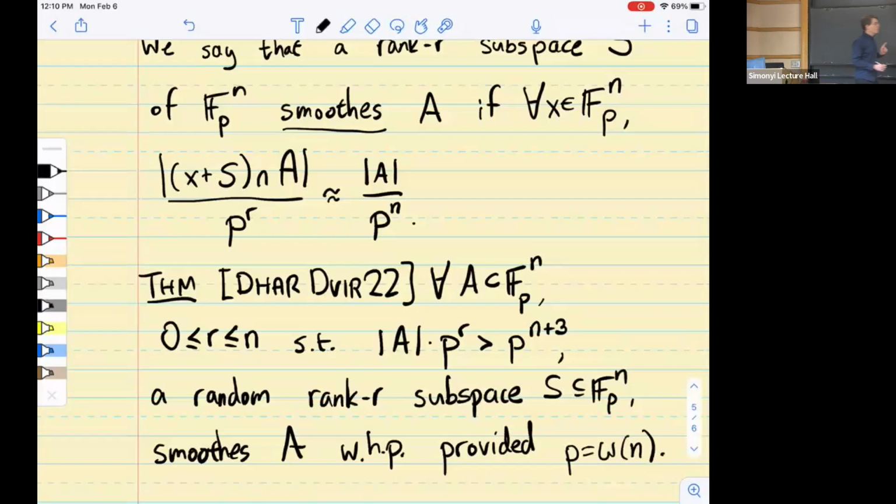So let me just explain one thing. Basically they're saying you take an arbitrary subset of F_p^n, a random subspace S. The condition here is actually quite natural. Let me just show you why.